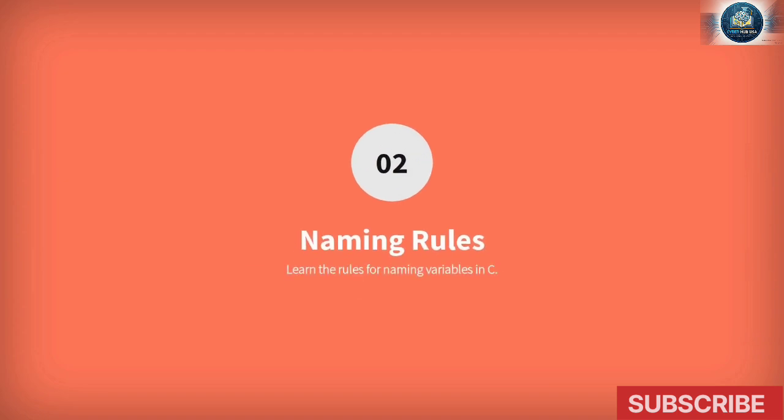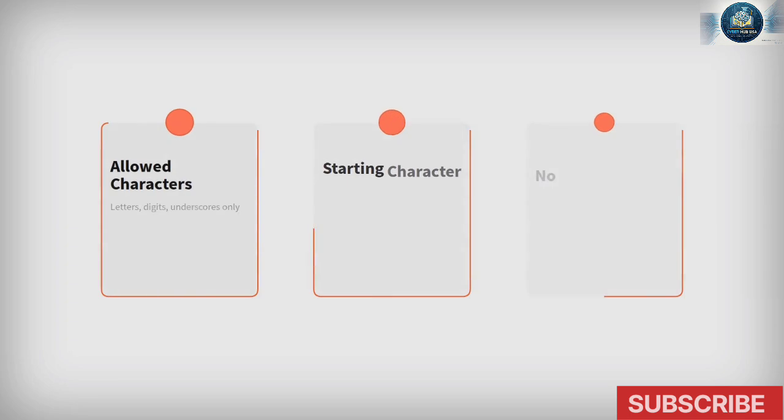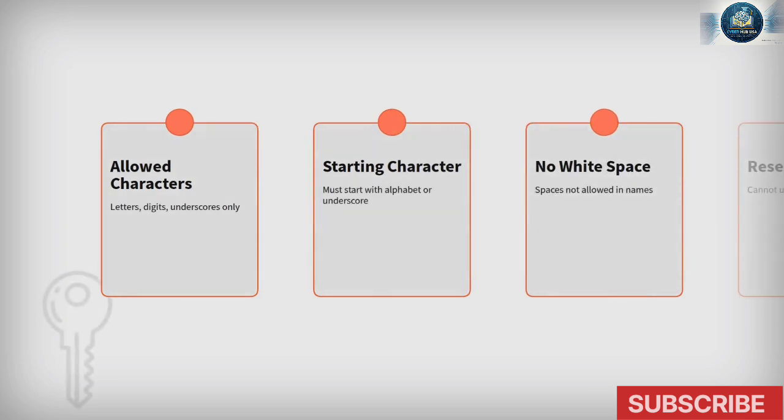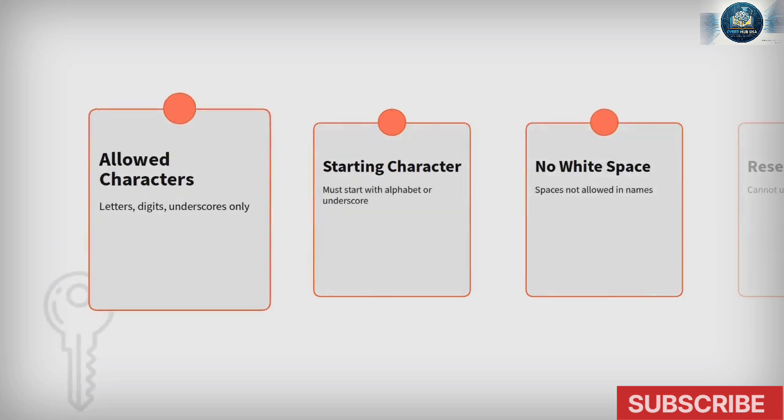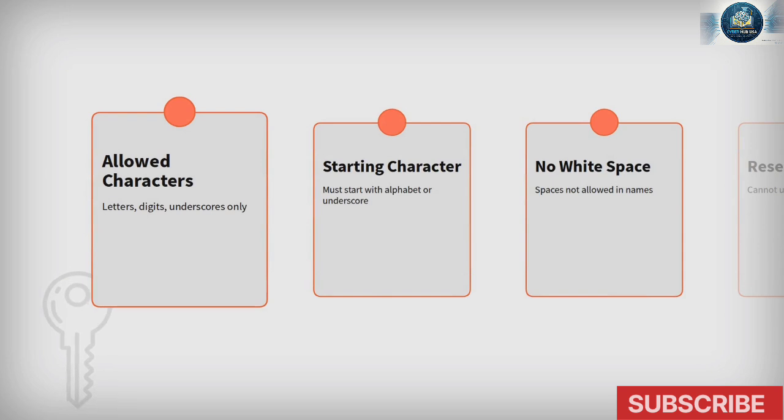Naming variables correctly is essential for clear and error-free code. In this topic, we'll break down the rules that govern variable names in C. Here's how the rules for naming variables in C ensure clarity and prevent errors. Variable names can include letters, digits, and underscores, but nothing else.